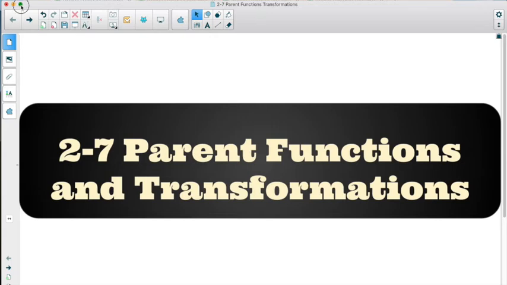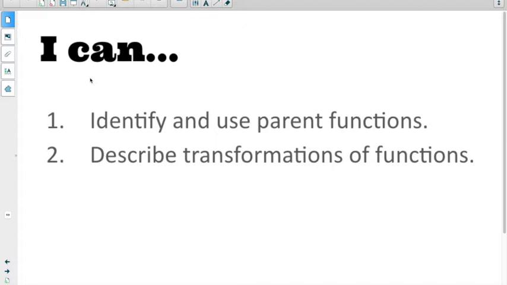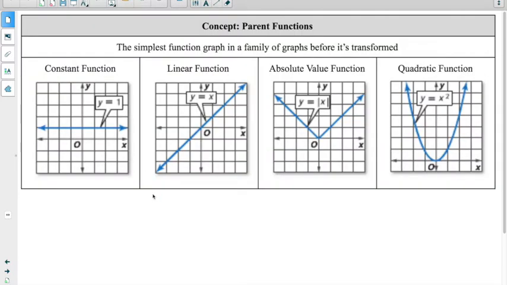This is 2.7, all about parent functions and transformations. Follow along with me on page 14 of your guided notes packets if you're in my Honors Algebra 2 class. We're going to be able to identify and use parent functions, and then we will also be able to describe transformations of functions. So this concept that I really want to drive home is the concept of parent functions.